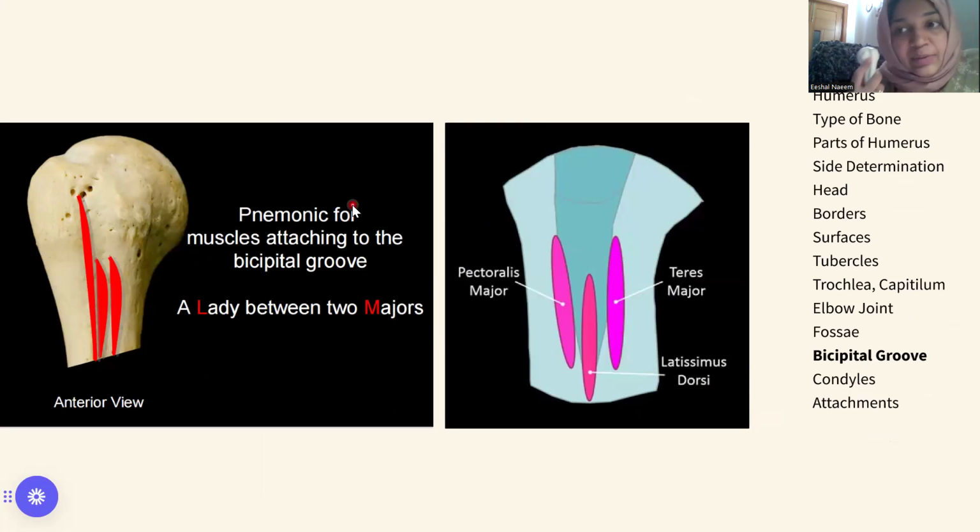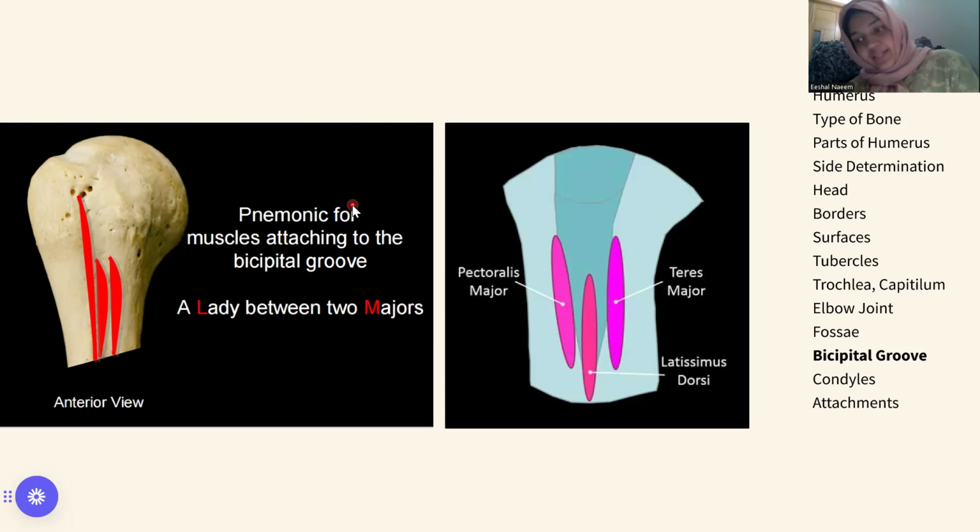Moving on, there's a mnemonic for muscles attaching to the bicipital groove. It's called a lady between two majors. So the lady is in the middle, the latissimus dorsi is in the floor, it's in the middle. And then the teres major is present medially, and then the pec major, the pectoralis major, is present laterally. So, what's running in the groove? The tendon of the biceps brachii, right?